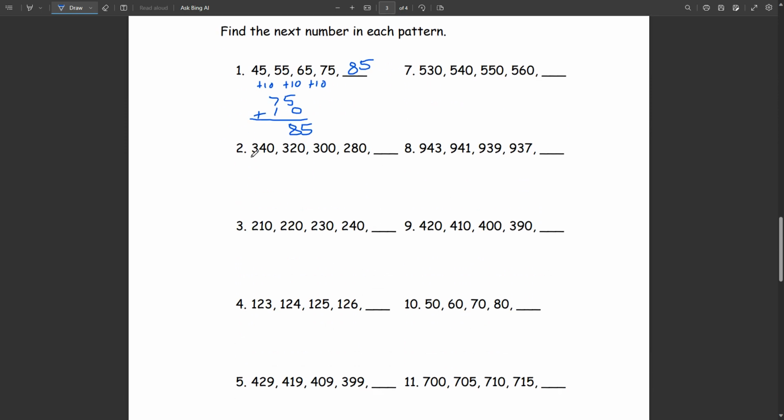Number 2, so we go from 340 to 320 to 300 and then 280. So if you see the pattern here, it's just minus 20 every single one. So now we do 280 minus 20, we get 0. 8 minus 2 is 6, then we get 2, so we get 260.